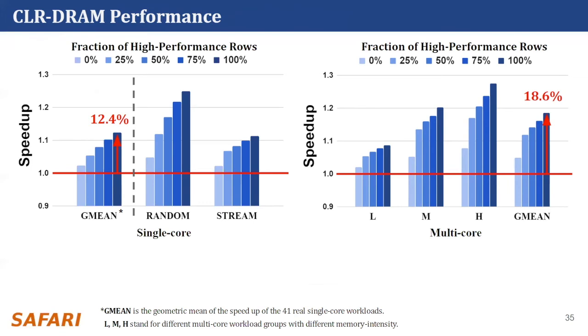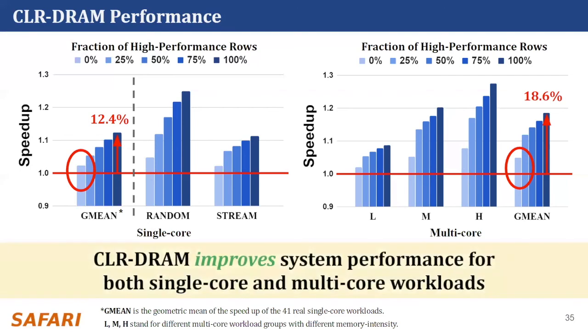We observed that in all cases, the performance improvement increases when we increase the number of pages that are mapped to high-performance mode rows. For the configuration where all rows are configured to operate in max capacity mode, CLR-DRAM still achieves a small but positive performance impact, mainly because of the significantly reduced precharge latency of coupling two precharge units. We conclude that CLR-DRAM improves system performance for both single-core and multi-core workloads.